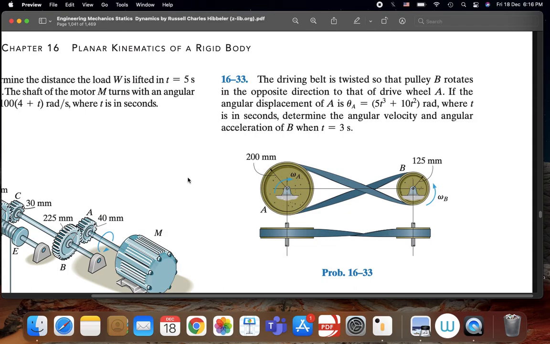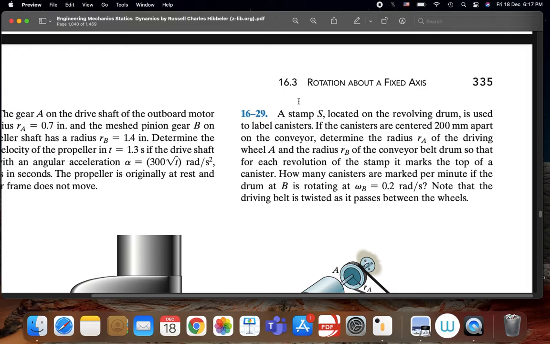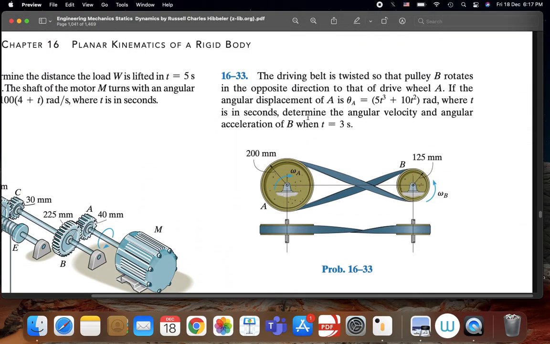Welcome back, everyone. We will continue with chapter 16, the planar kinematics of a rigid body, and we're dealing with rotation about a fixed axis. This is section 3. Now we'll be solving problem 16-33.